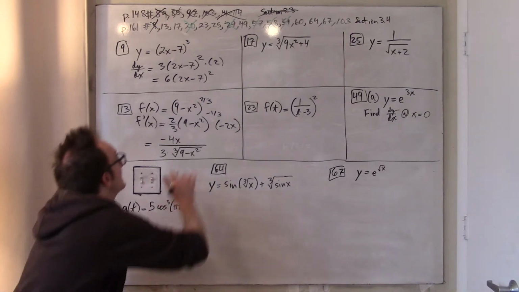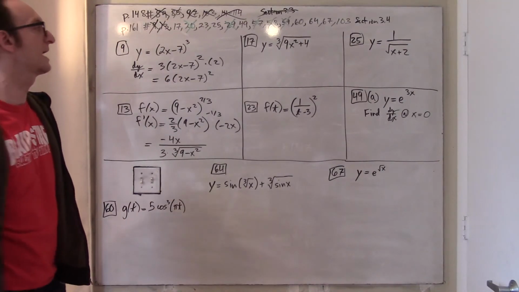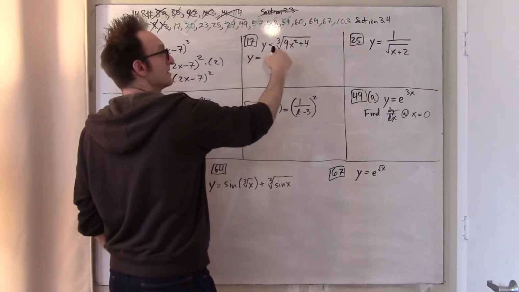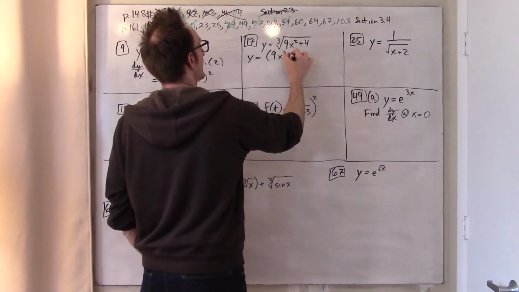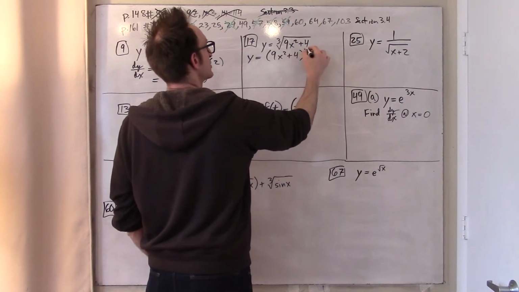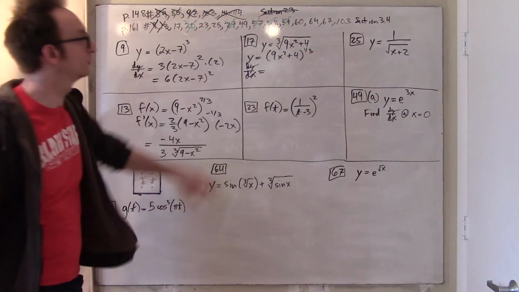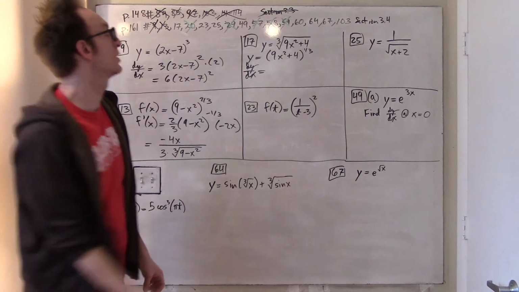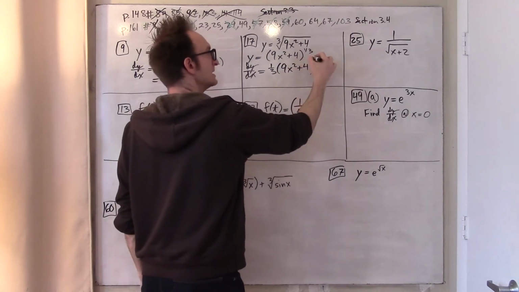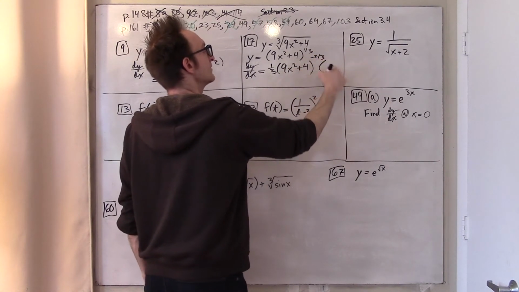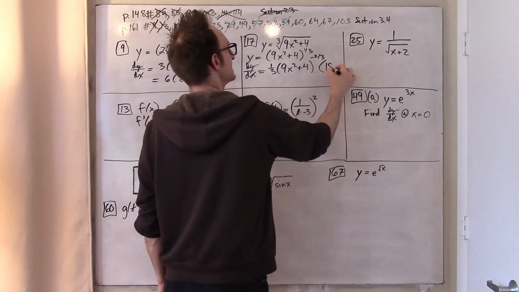Alright, 17 gives you a function now, also a cube root, but here they want to make sure that you understand that this is a power rule situation, so we're going to rewrite this in a derivative-friendly form as 9x squared plus 4 to the 1/3. And therefore, what's the derivative? Chain rule says the derivative of something to the 1/3 is 1/3 something to the negative 2/3 back inside for the derivative of the something, and the derivative of 9x squared plus 4 is 18x.